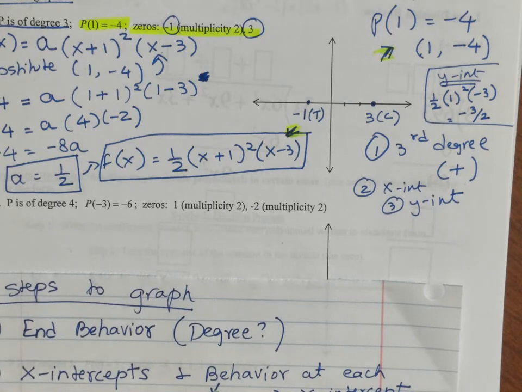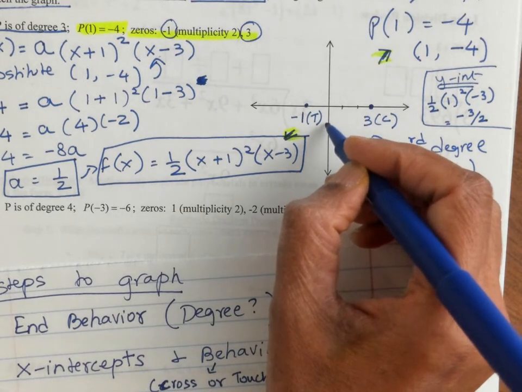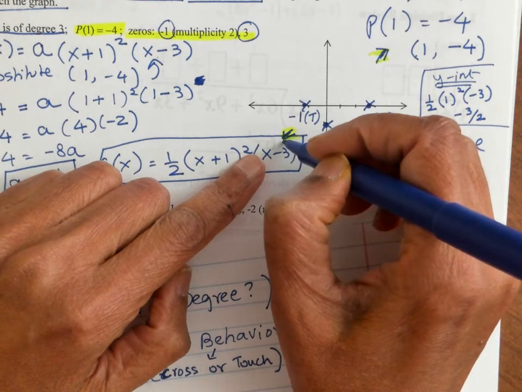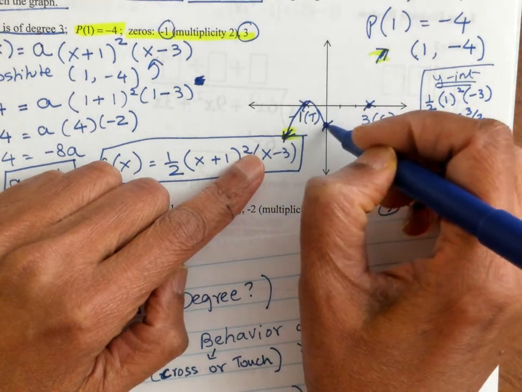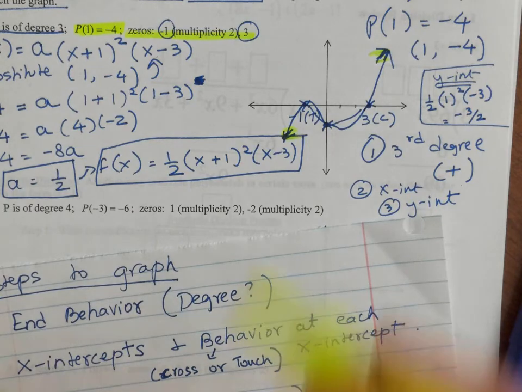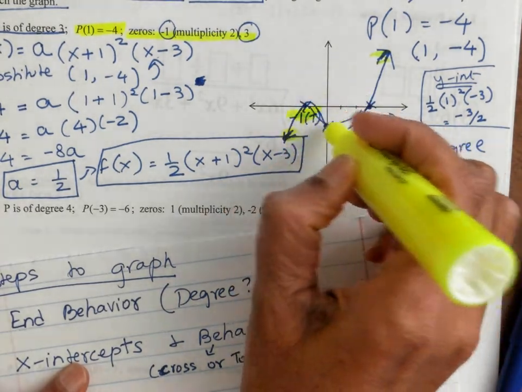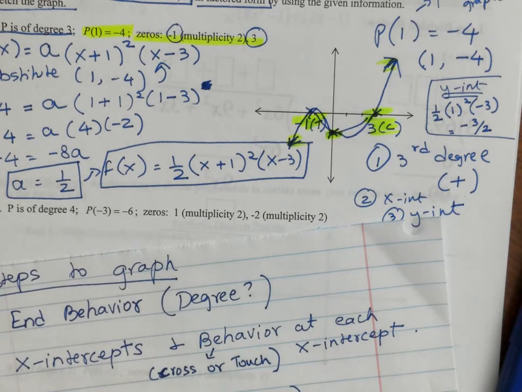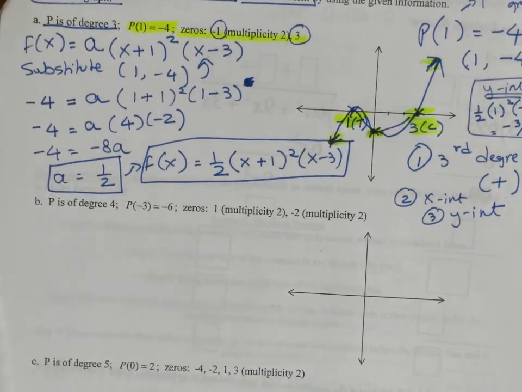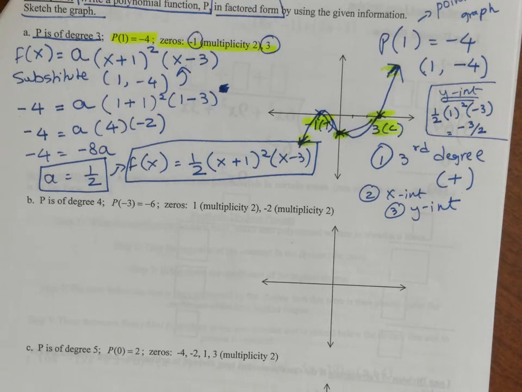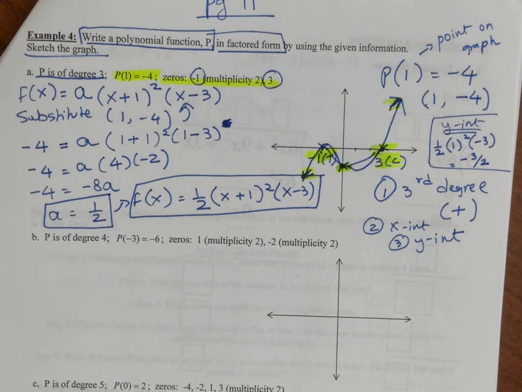Everybody got y-intercept as negative 3 over 2? Yes? Okay, now go ahead and sketch it. Did everybody do okay with this?